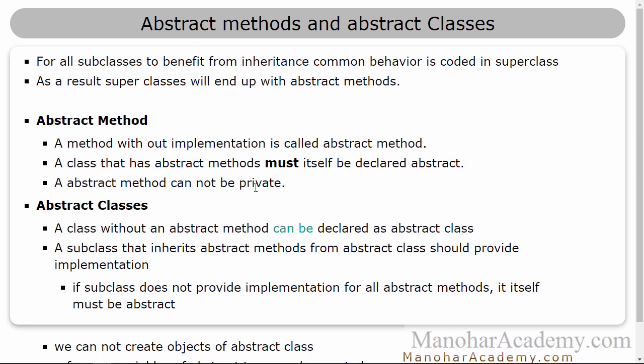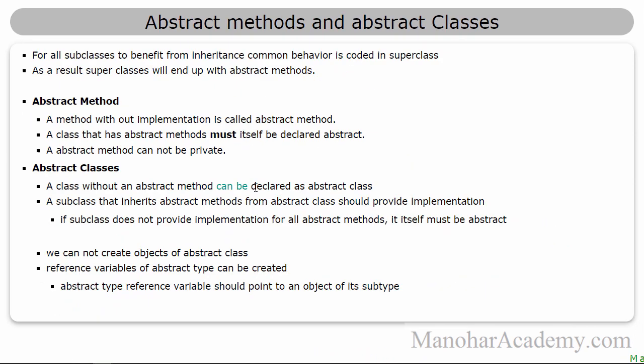Also, as we go up the hierarchy of superclasses, sometimes they cannot provide implementation for all the methods because they can get so abstract that they will not be able to provide implementation. So a method that does not have an implementation is called an abstract method. An abstract method doesn't have any implementation, and any class that has at least one abstract method must declare itself as abstract. Also, these abstract methods cannot be private.